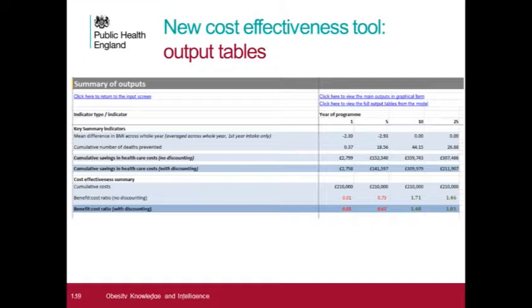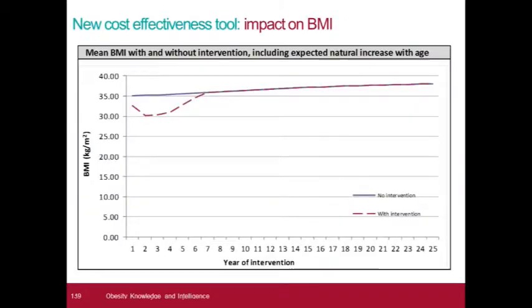The other chief outputs are a bigger set of output tables with loads of detailed outputs broken down by disease and single years. The model projects forward for 25 years from the start of the intervention. There's also a series of graphical outputs. This one shows the reduction in BMI. So your participants drop down by about, in this intervention, about 5 BMI points, and then over a period of time go back up to where they would have been without the intervention.